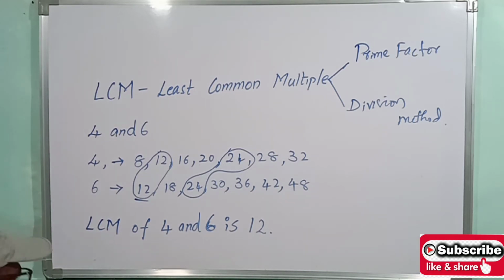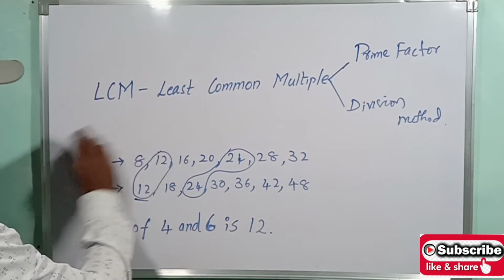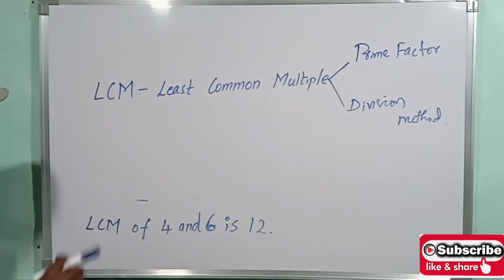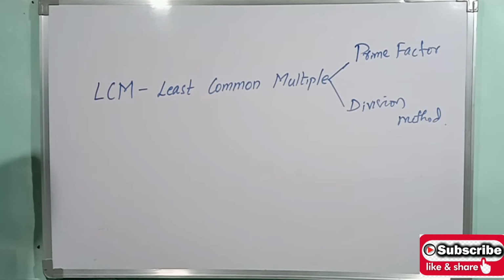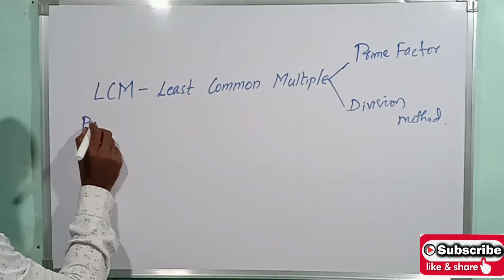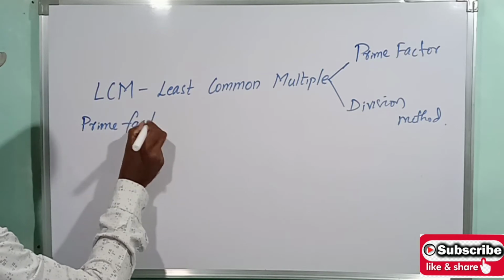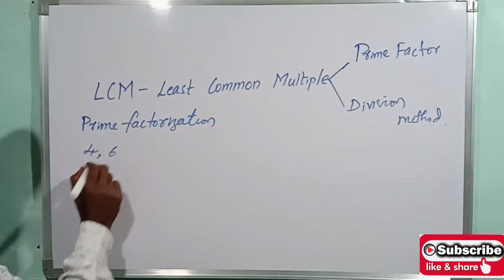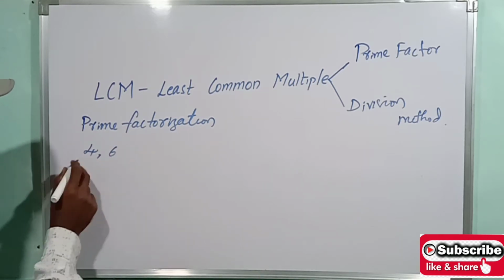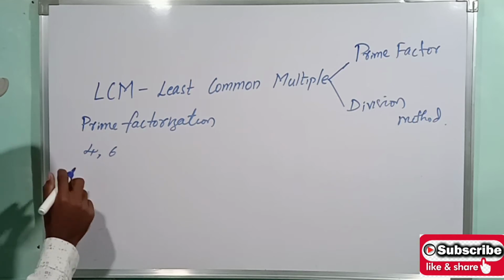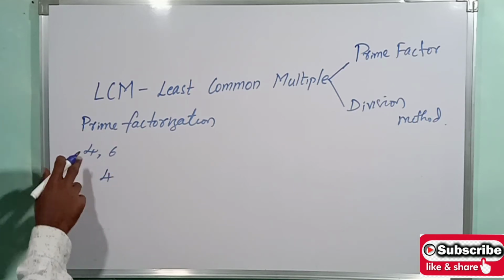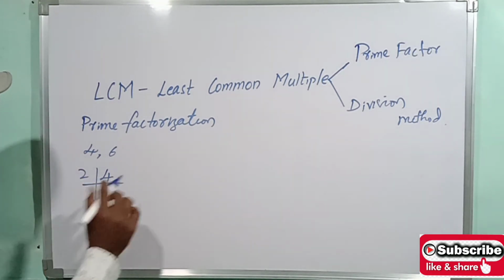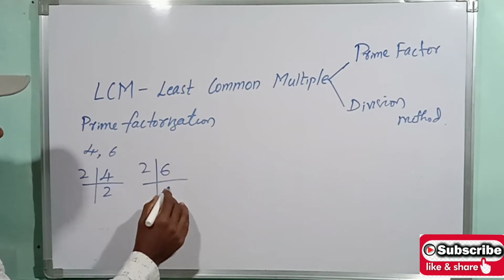Just see here. 4 and 6 are our numbers. First we are finding by the prime factorization method. We are finding LCM for 4 and 6. What are the prime factors for 4? Do the prime factorization for 4. That is 2 2s are 4. Completed 4. Next take 6. Now 2 3s are 6.